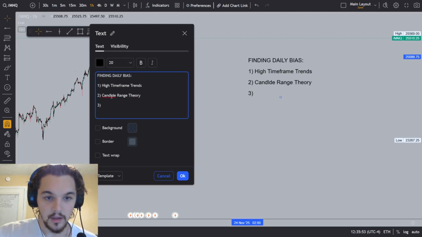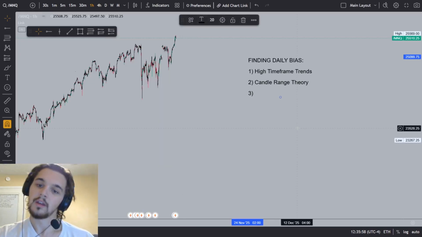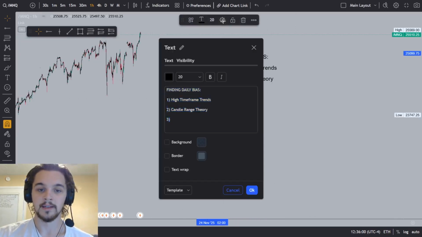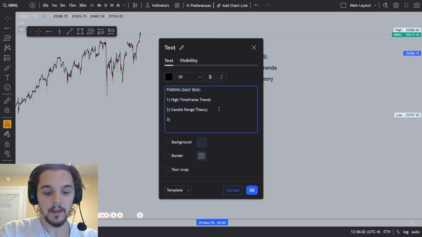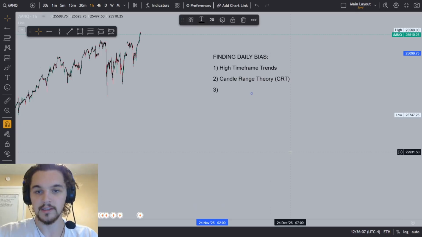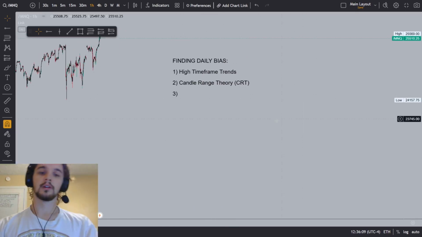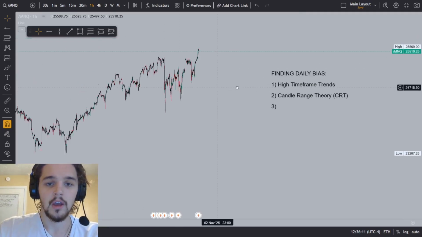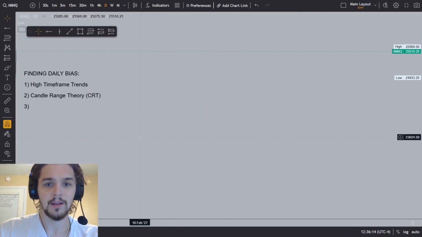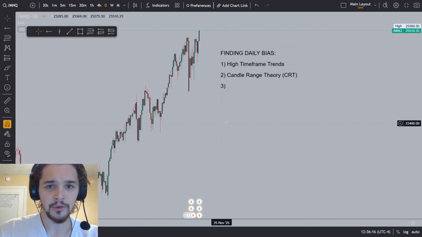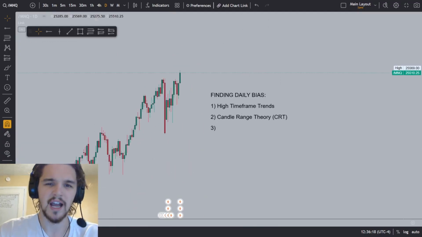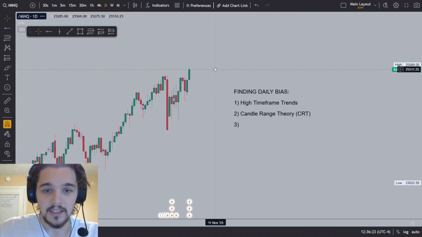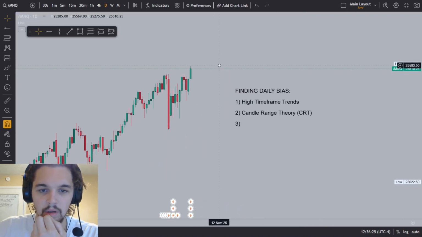Theory. What the hell did I spell? Candle range theory, or better known as CRT. That's what I'll be calling it. CRT, candle range theory. What is candle range theory? Without sounding like an idiot, I like to use it on the daily chart, or typically just high time frame charts, but daily and the 4-hour are probably best for this. Let's see if I can find a golden example.